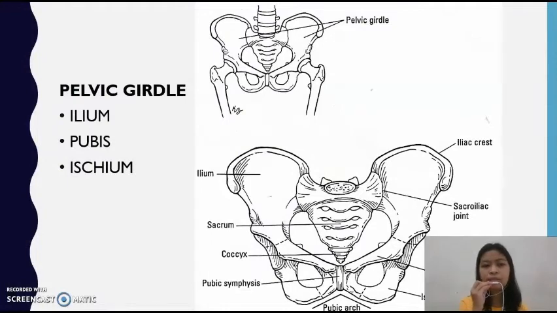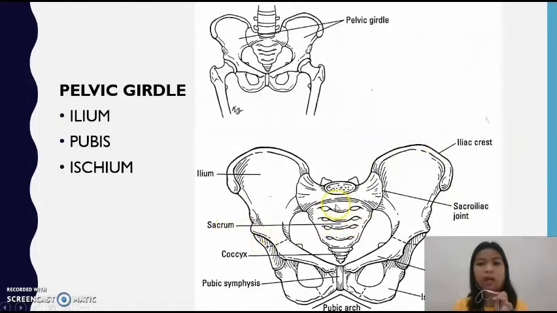Next one, doon naman tayo sa baba. Medyo baba ng thoracic basket. So, sa appendicular na rin siya kasama. The pelvic girdle. So, in the pelvic girdle, we have here the ilium, pubis, and ischium. Okay, so ilium, ito yon. So, we have the ilium. And then, iliac crest. Yung lining ng ilium is known as the iliac crest.